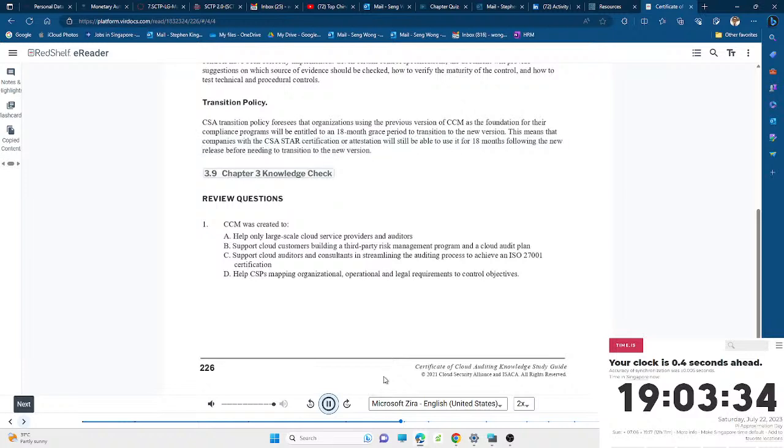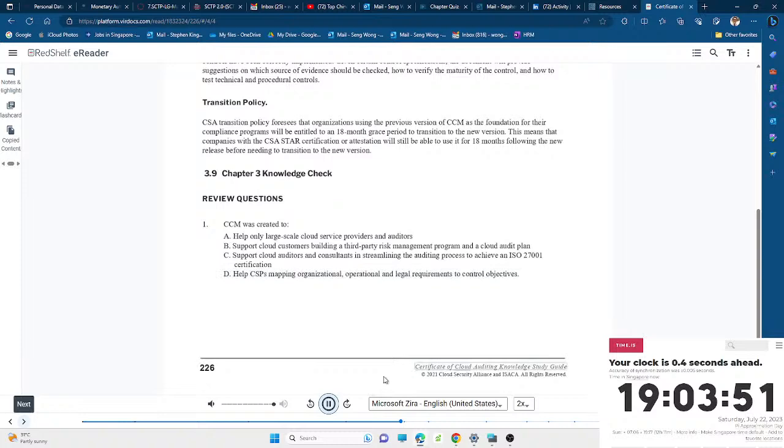3.9 Chapter 3 Knowledge Check. Review Questions. 1. CCM was created to: A. Help only large-scale cloud service providers and auditors. B. Support cloud customers building a third-party risk management program in a cloud audit plan. C. Support cloud auditors and consultants in streamlining the auditing process to achieve an ISO 27001 certification. D. Help CSPs mapping organizational, operational, and legal requirements to control objectives.